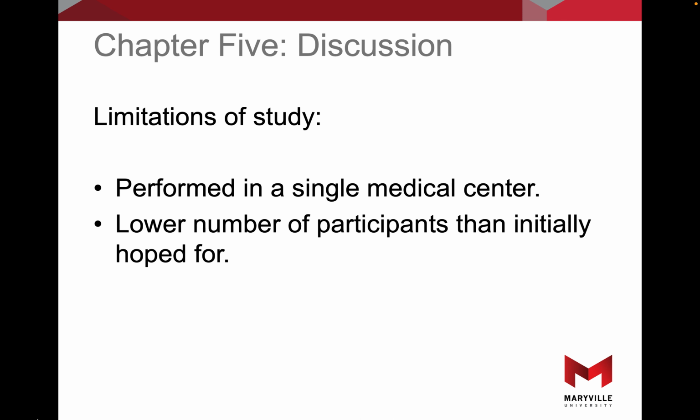Chapter 5, Discussion. Limitations of the study. The main limitations of this study were that this scholarly project was performed in a single medical center, and the overall number of participants was lower than was initially hoped for. There was data collected on 154 participants, which was the number needed to have statistically relevant data. However, these results would be stronger if there were a higher number of participants, which was initially hoped for by the researcher. The main reason for the lack of participants was the overall time frame of the data collection.